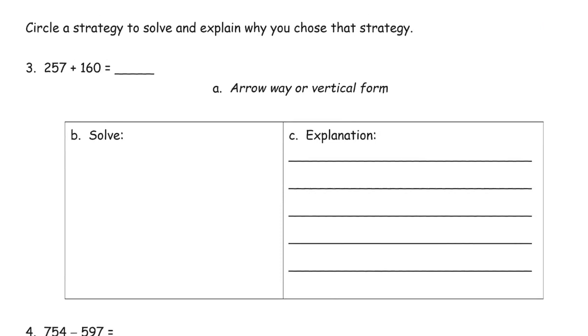Now it says we're explaining. Okay, we have a choice here to use either arrow way or vertical form and explain our choice. So it looks like if we're going to use arrow way, we're going to have to add hundreds and tens, but here with this 57 and that 60, the tens we're going to have to do in a couple different steps. So I'm just going to use vertical form for this. If I had to choose between the two, I'm going to do vertical form for this one.